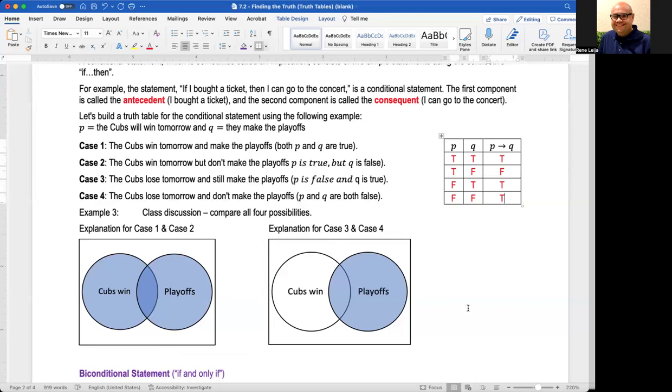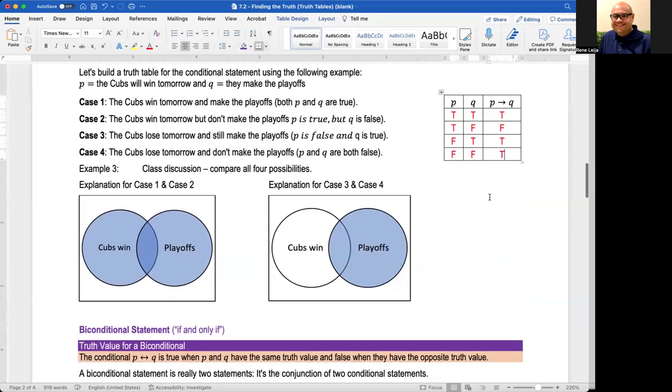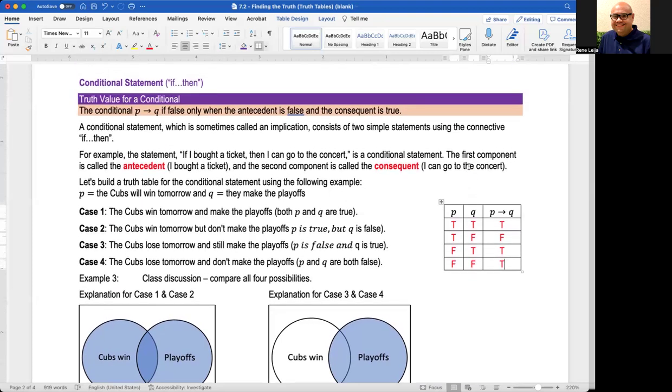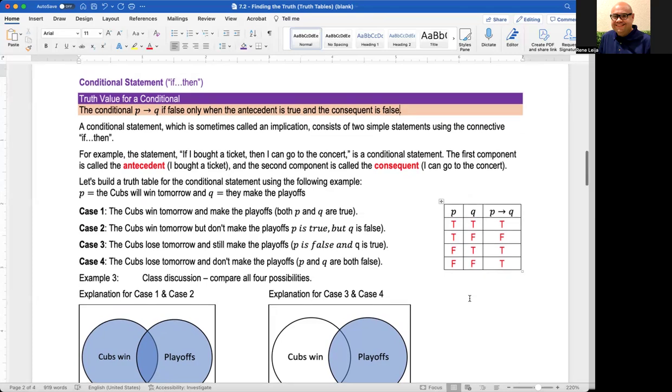Okay. This is the one that might give you a little bit of trouble. So just make sure that you memorize this, okay? The only time that it's false is if P is true and Q is false. So the antecedent is true, and the consequent is false. There. Now that's correct. Okay.